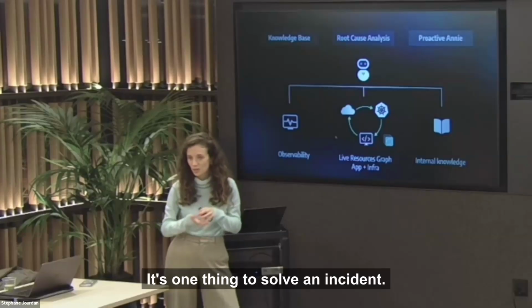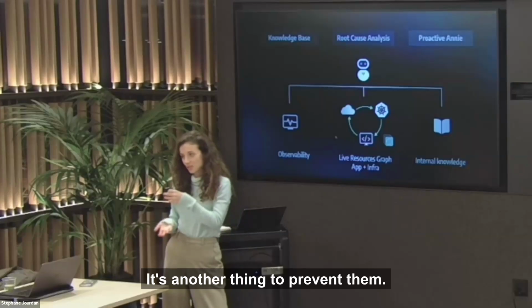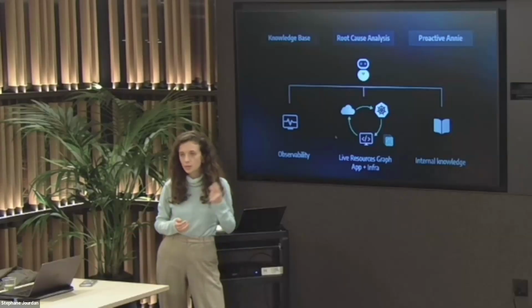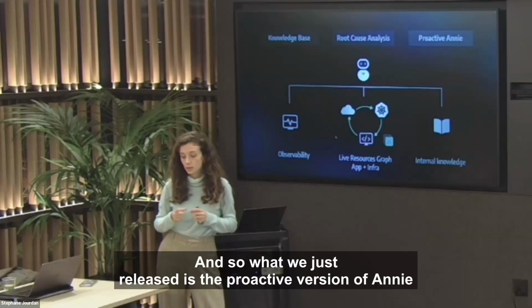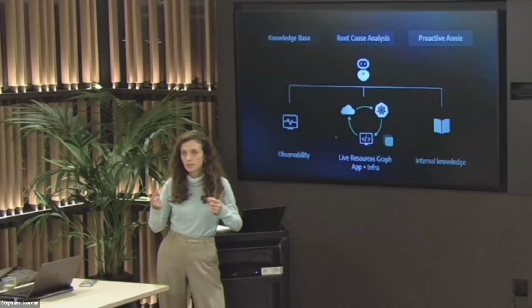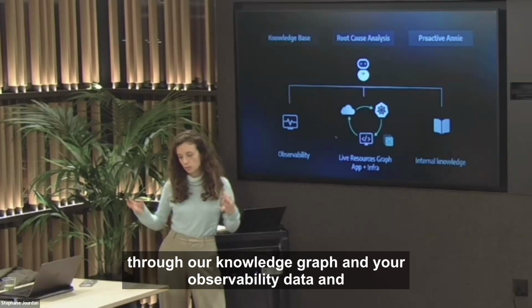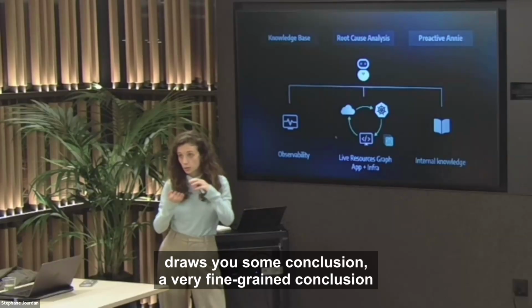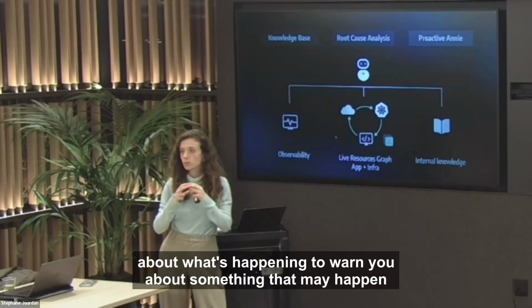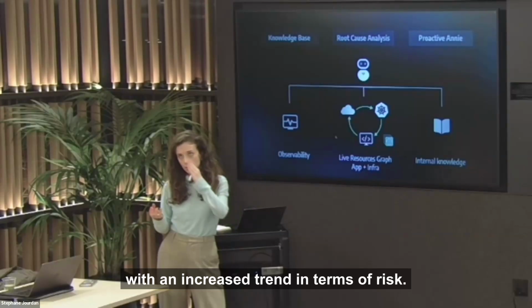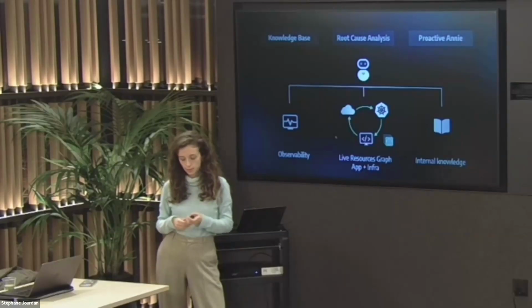It's one thing to solve an incident. It's another thing to prevent them. And so what we just released is the proactive version of Annie that continuously looks at what's happening in your prod through our knowledge graph and your observability data, and draws you some conclusions, very fine-grained conclusions about what's happening to warn you about something that may happen with an increased trend in terms of risk.